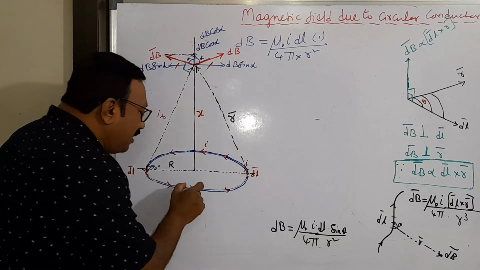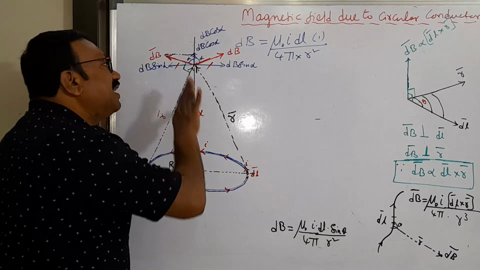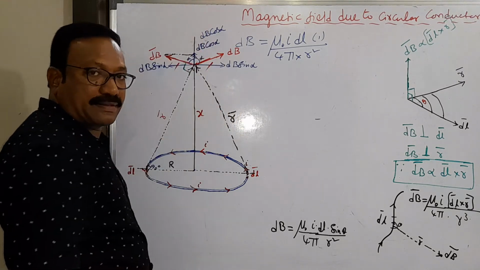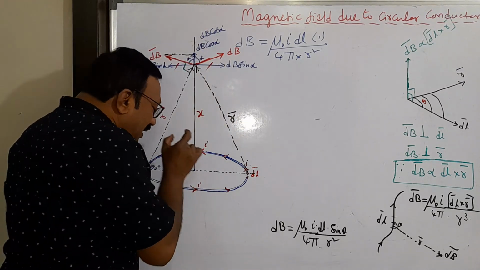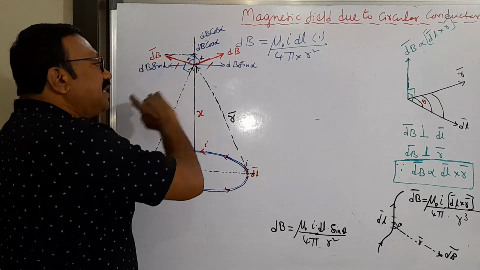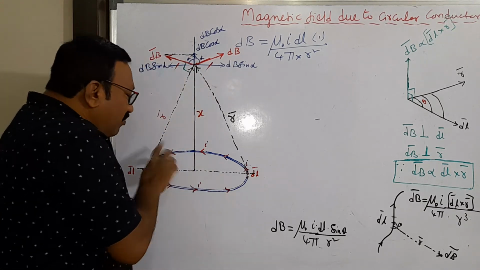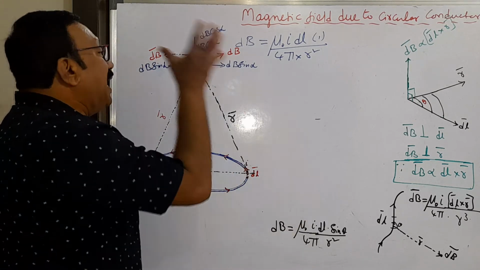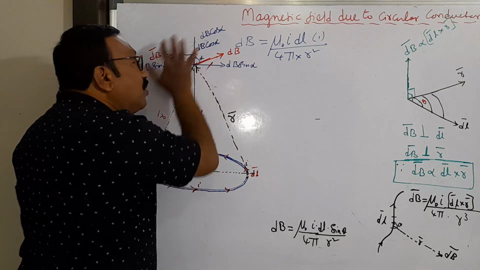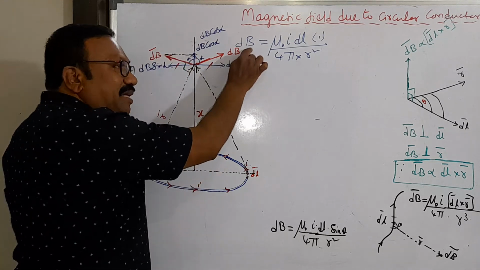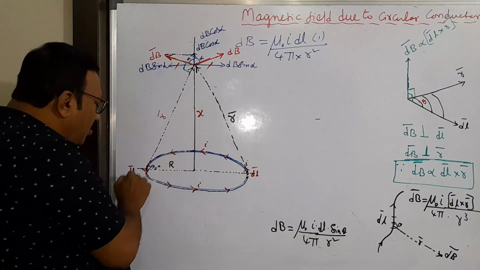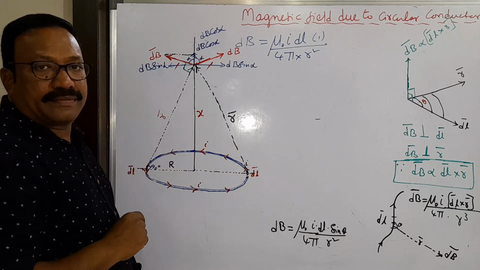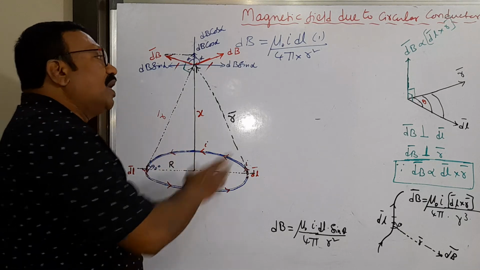So for every element, dB cos alphas will be along the axis. And every element has an opposite element. The dB sin alpha will get cancelled with that opposite element. So I have to integrate because I want the total magnetic field. I don't want dB, isn't it? dB is the magnetic field only due to this element, but I want the magnetic field due to the total circular conductor. So I have to integrate.